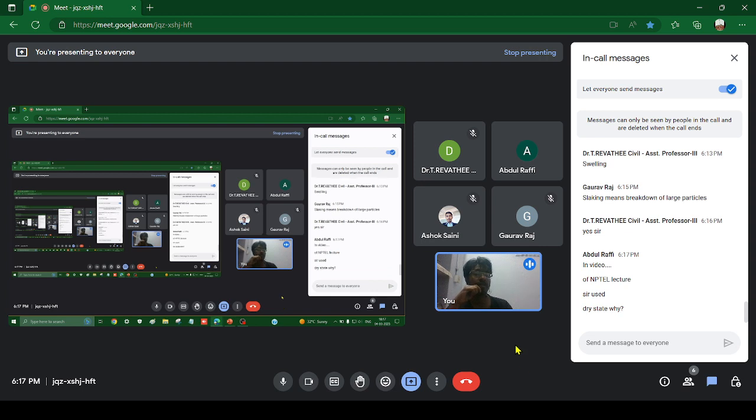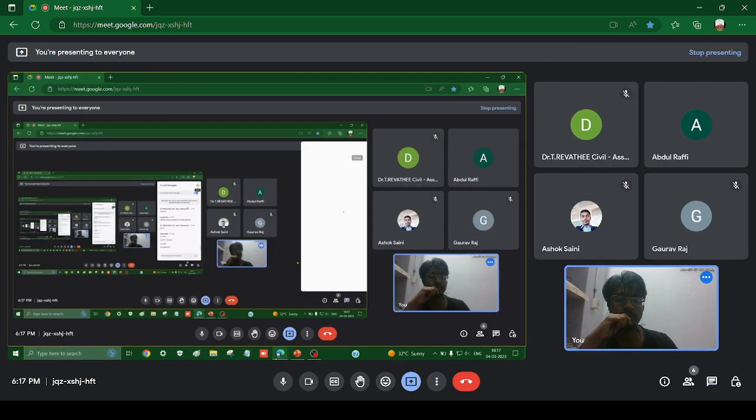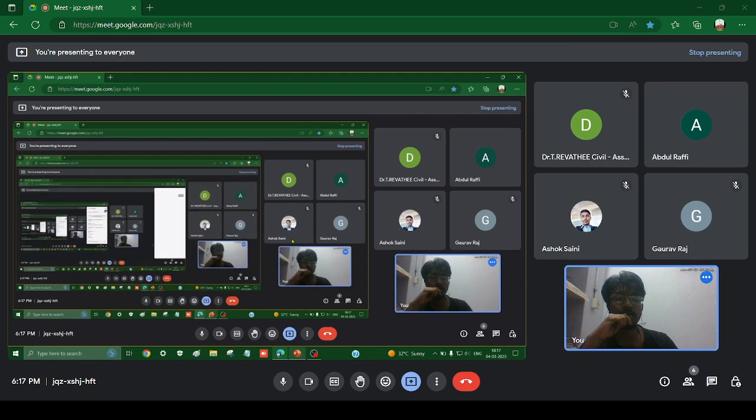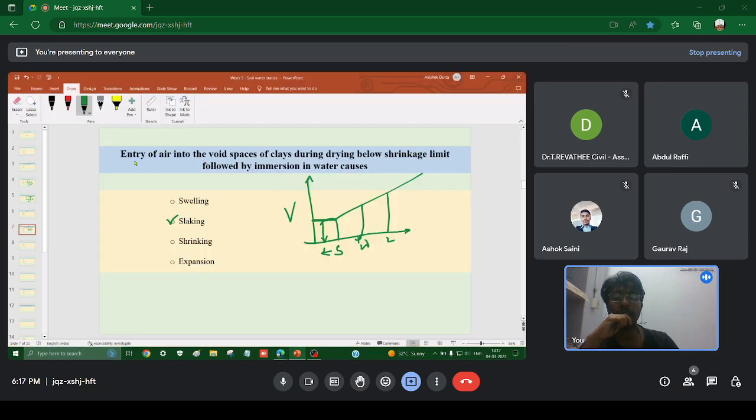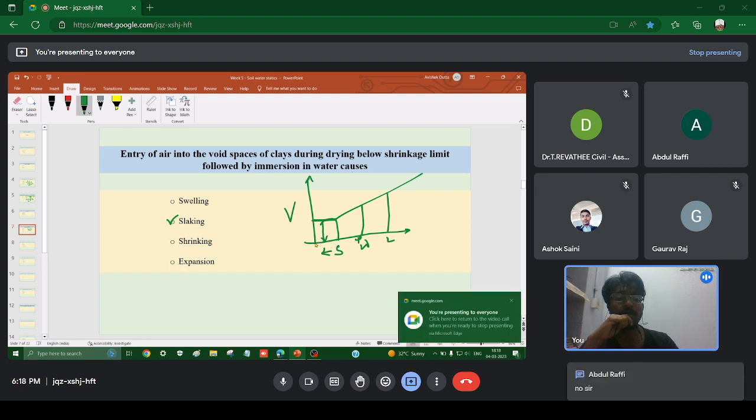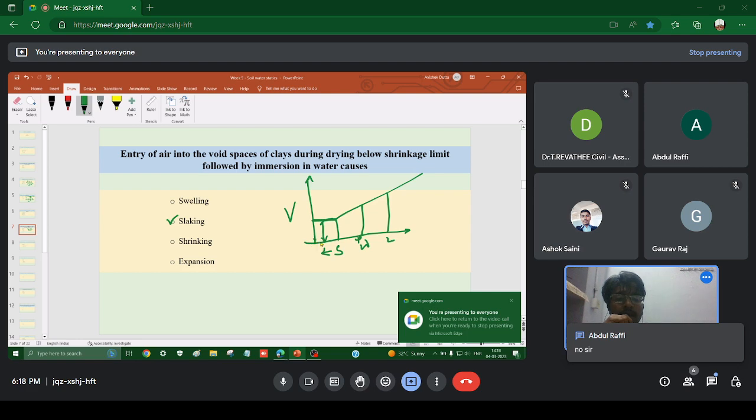Sir used dry state. That is the thing, no? Dry state, not dry state. See, it can be dry state, no? In the first step, what am I doing? I am drying below shrinkage limit. So I can dry it till here also, right? Zero moisture content. That can also be dry state.